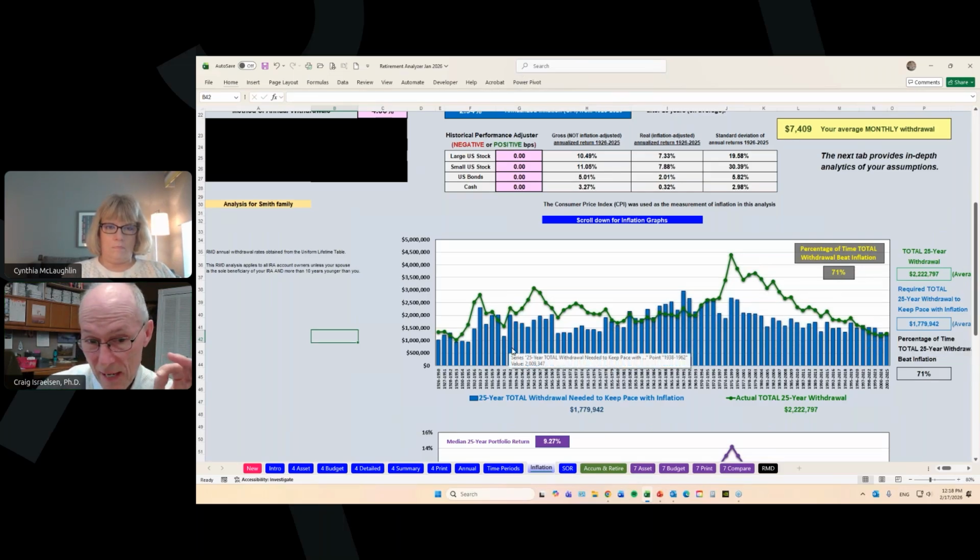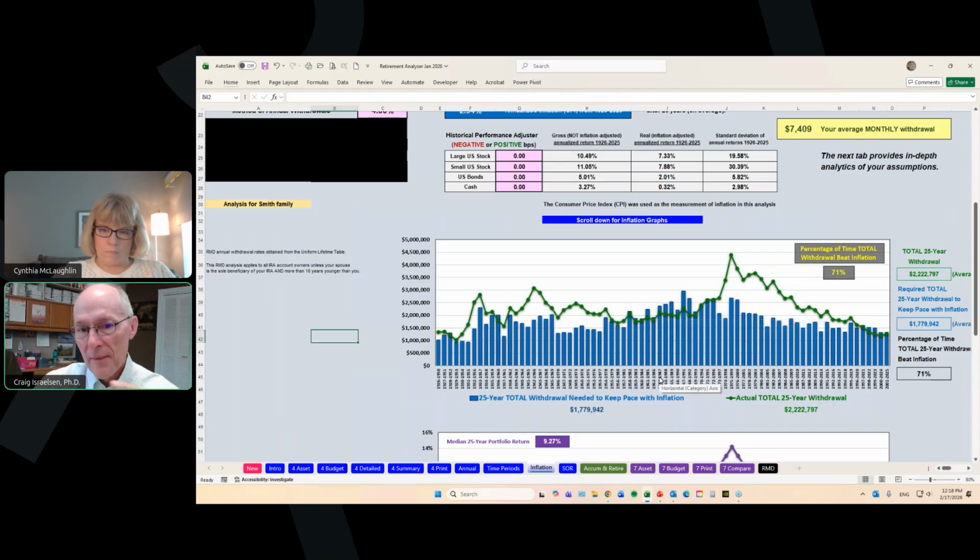And while that sounds discouraging, it's often pretty close. Like right here, you're very seldom way below the needed withdrawal to keep pace with inflation. The closest or the worst is probably right here. You withdrew 1.9 and you needed to withdraw 2.2.